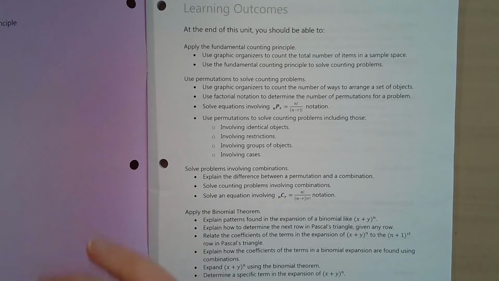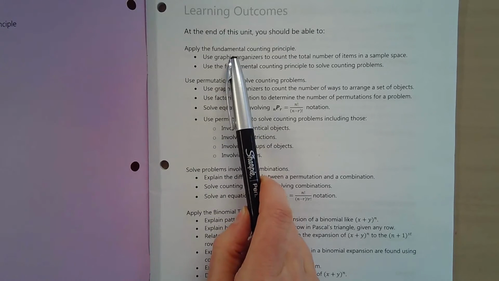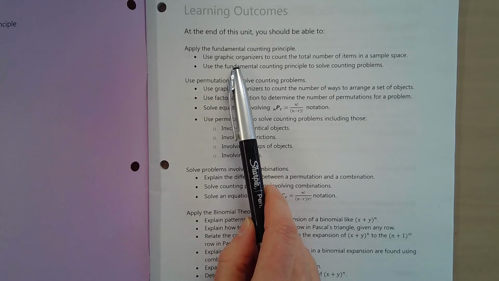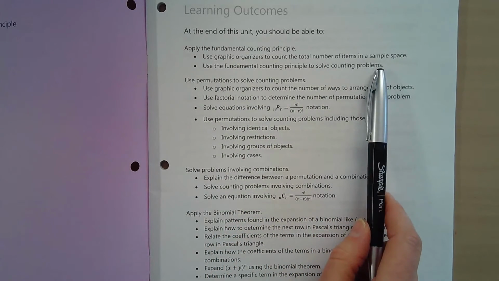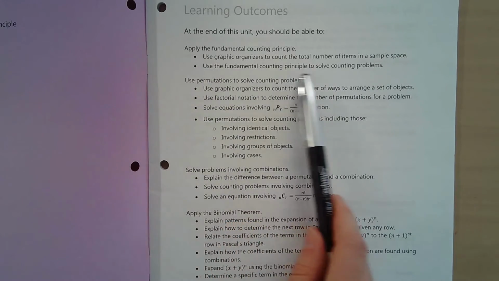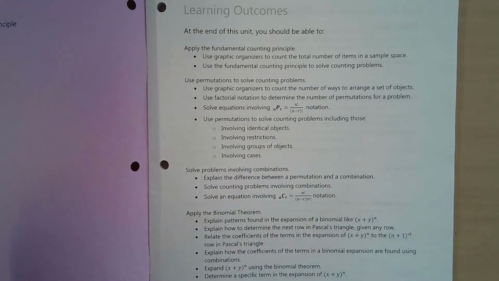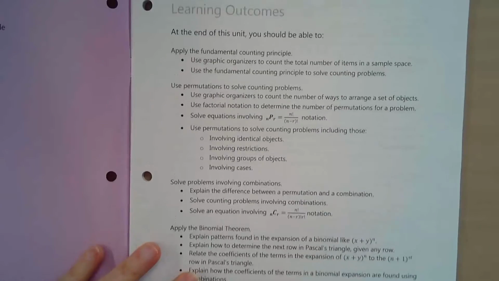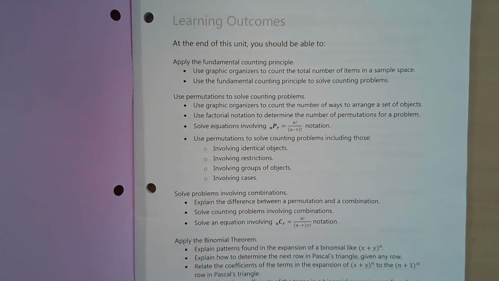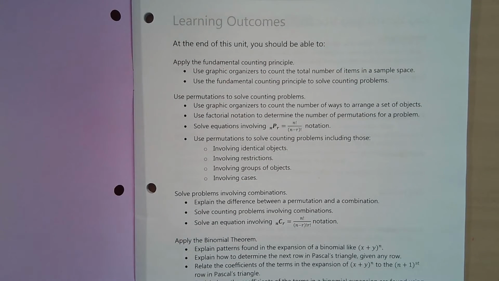You should be able to apply the fundamental counting principle, use graphic organizers to count the total number of items in a sample space, use the fundamental counting principle. Has anyone ever seen any of these words before, like sample space? What does sample space mean? Could you describe it, Carl?